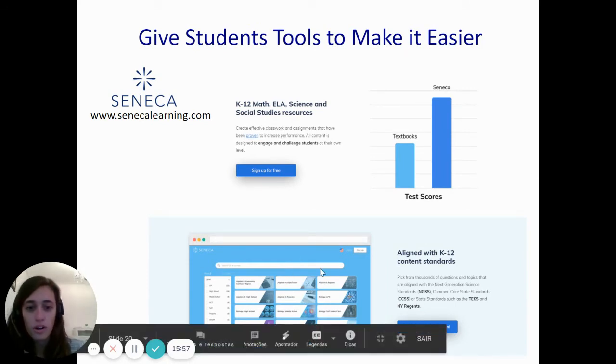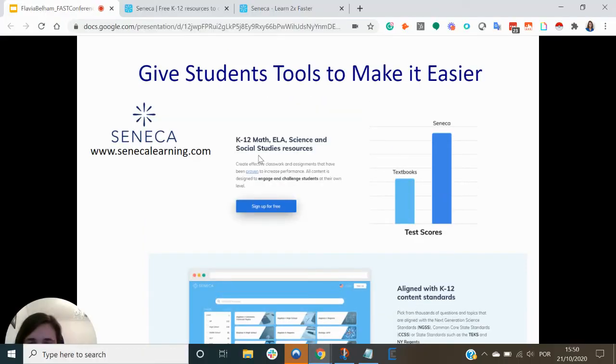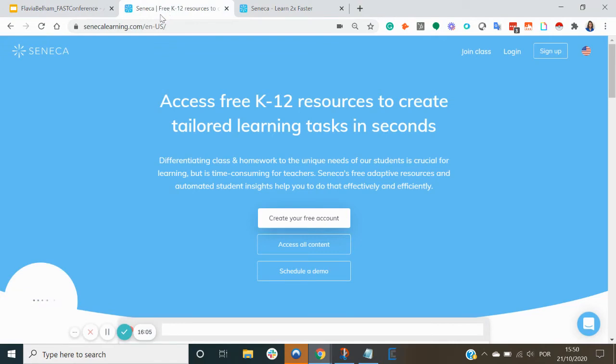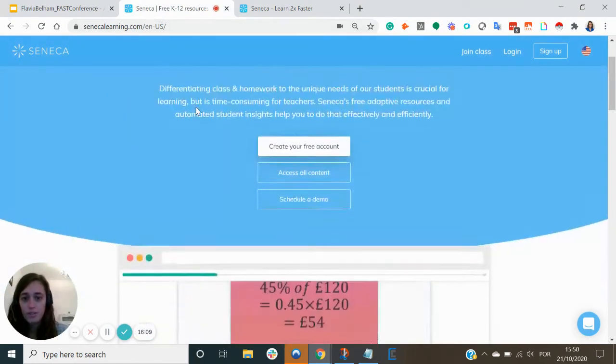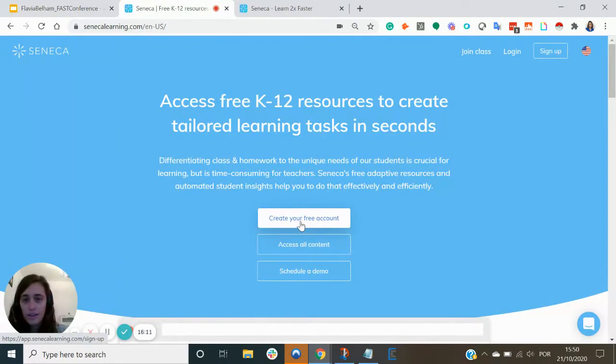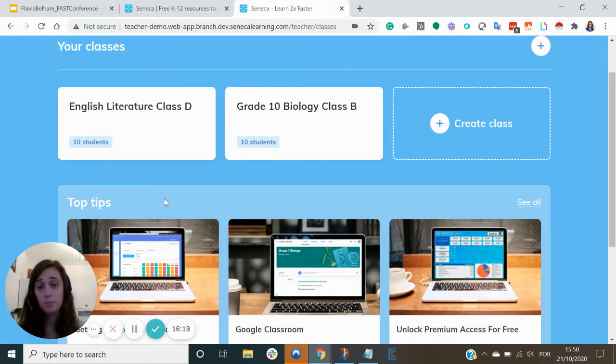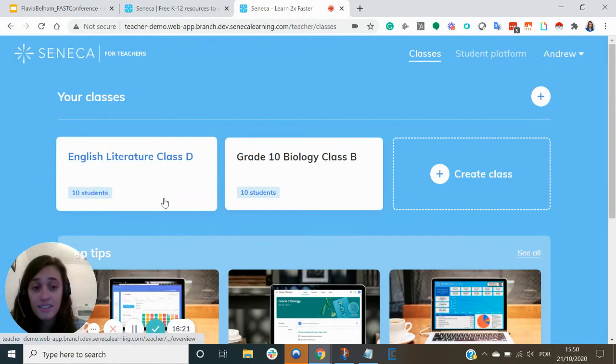So I'm going to go on the website and show you how our platform works. So this is the main page here, again, senecalearning.com. So if you're a teacher, you can literally go on, create your free account, and you're going to get on the platform. So this is what it looks like. This is the teacher platform. You get to create classes.